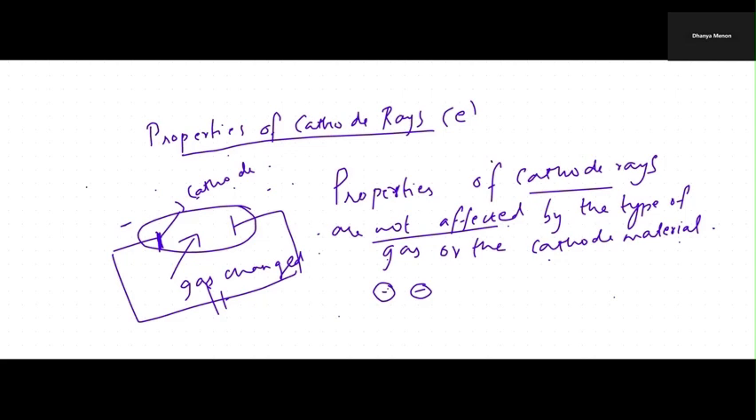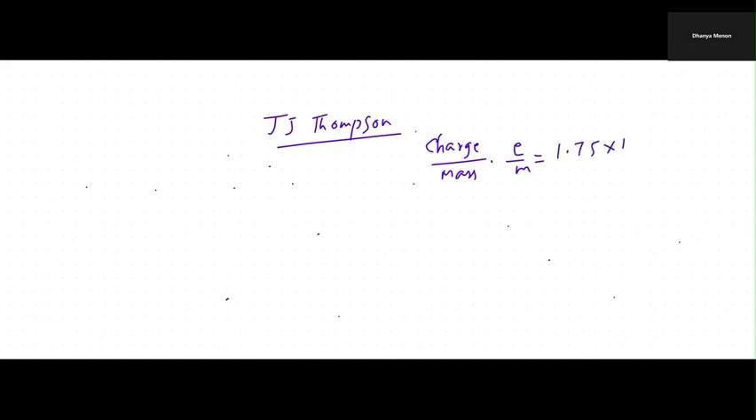Okay, now J.J. Thomson was the scientist who discovered the electron. Now, J.J. Thomson measured the charge by mass ratio, that is e by m, and he found that the charge by mass ratio was 1.75 times 10 raised to 11 coulomb per kg.